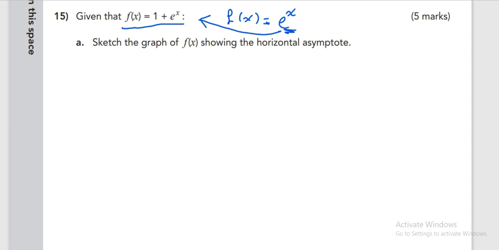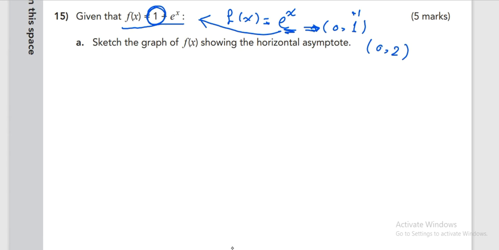Here we can see that there is a transformation, which is shifting the graph of this function 1 unit up on the y-axis. As we know, this function intersects the y-axis at the point (0, 1). We'll shift the graph 1 unit up on the y-axis, so here we'll add 1, so it will intersect at the point (0, 2). We can see the graph here.